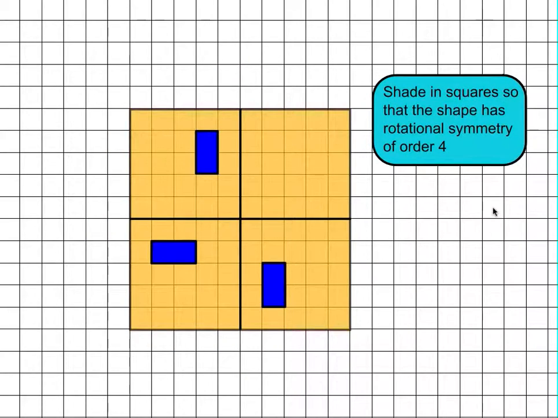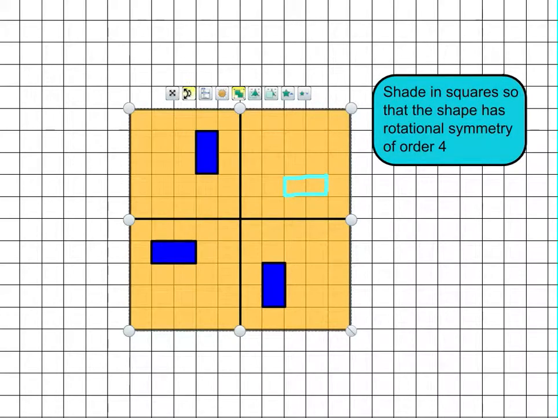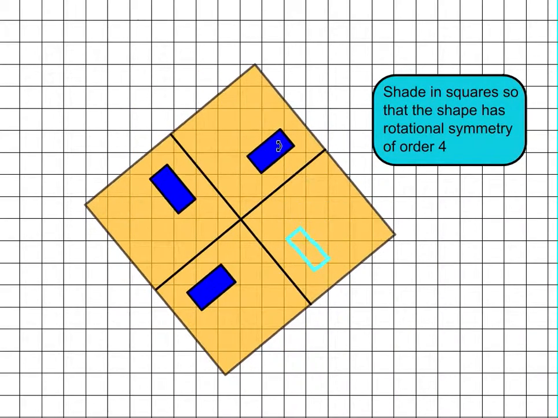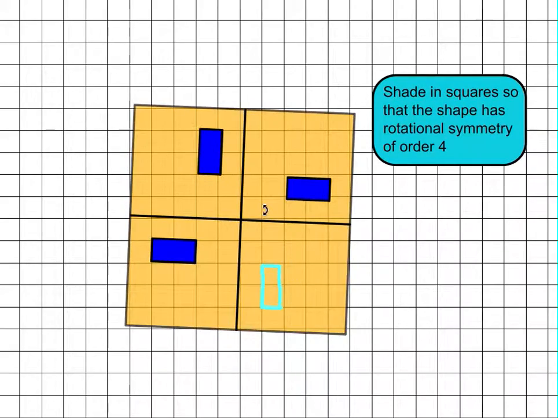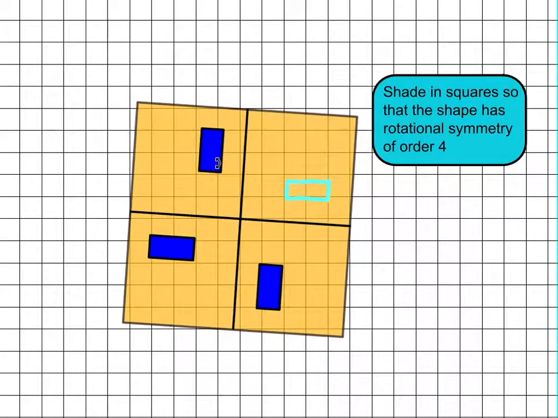Now, this is a difficult challenge. Shade in some squares so that this shape has rotational symmetry order 4. It's not obvious, especially initially, where the squares lie, but the answer is here. So this is the square that is best shaded in. Now, if we just group that together and rotate it, if you look where the bottom right square rectangle is now, this is going to go there, isn't it? There we go. 1, 2, 3, and back round to the start. 4.